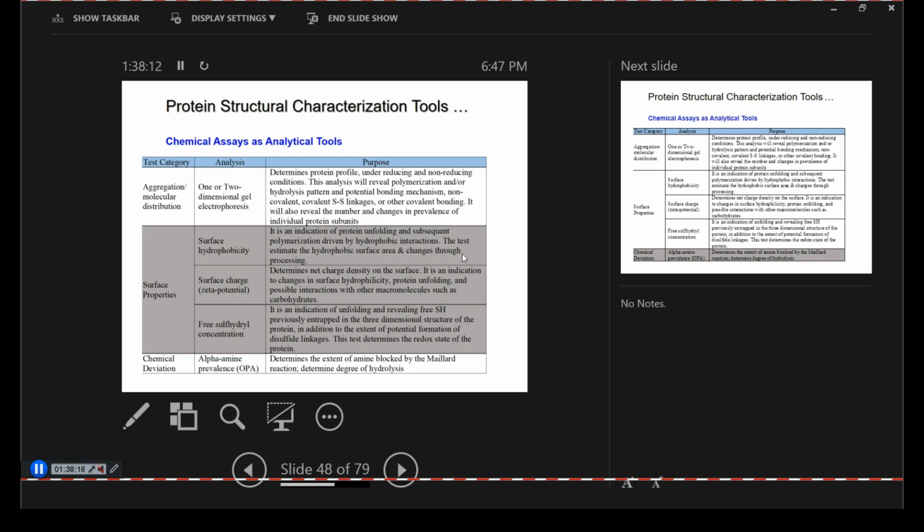Oftentimes, we use it to compare different proteins, to compare whey protein to soy protein to pea protein, and explain their differences in solubility. If you have changes in solubility, it could be directly related to how hydrophobic they are on the surface. And oftentimes, monitoring surface hydrophobicity during processing can also indicate if we're denaturing and then forming polymers.